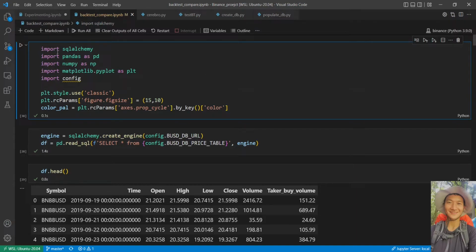First, let's import SQLAlchemy to connect to the database. And I will import NumPy and Pandas to do the calculation. Matplotlib is just to plot the result. This config file is just easier for me to access the information of the database. And these three lines are just to make the plot prettier.